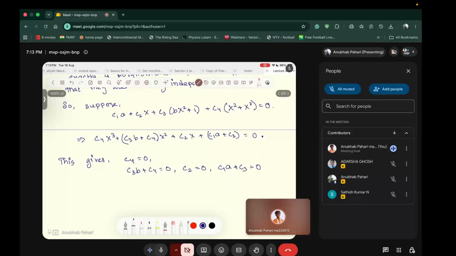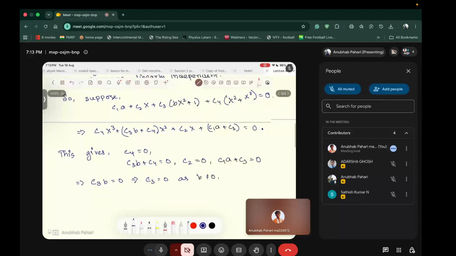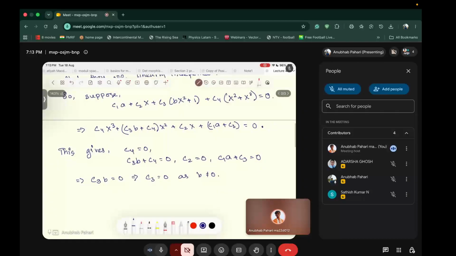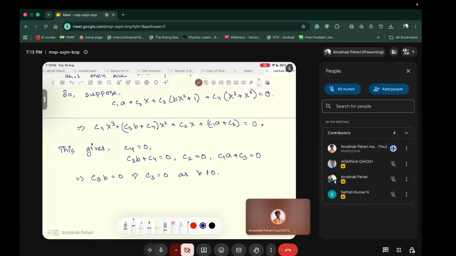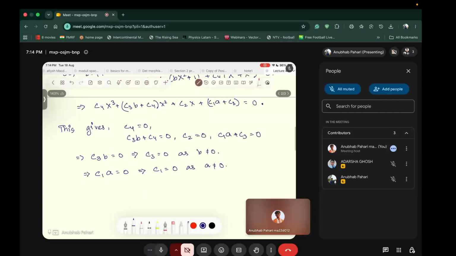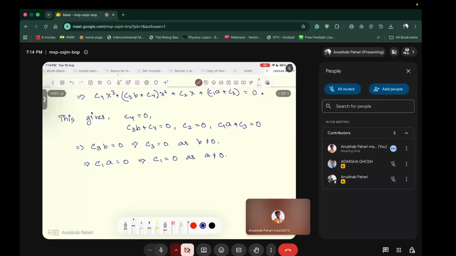Now C4 equals 0 you have, right? So this would imply that C3b equals 0, and this would imply C3 equals 0 as b not equals 0. You already have C2 equals 0, so nothing to show. From the last equation, C1a plus C3 equals 0, since C3 equals 0 you already have shown, this would imply C1a equals 0, and again this would imply C1 equals 0 as a not equals 0. So we are done. They are linearly independent and therefore it is a basis.